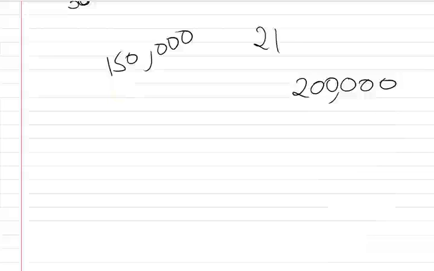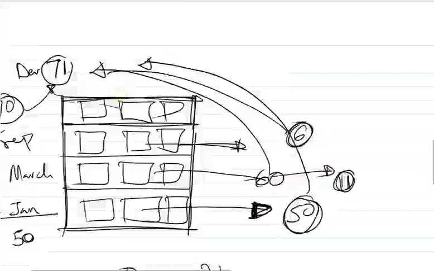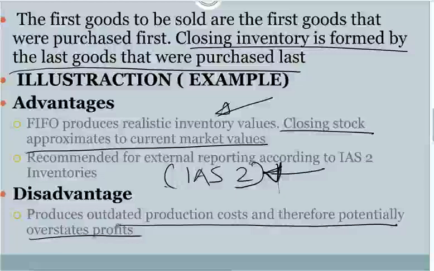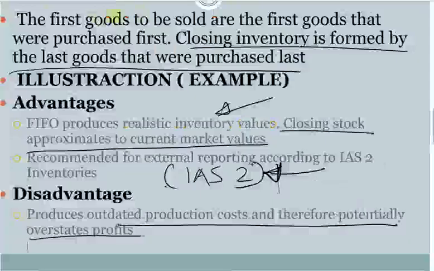So the advantage is that we are having realistic inventory values, that is, approximate and closer to the market value. While the disadvantage is that our cost of production will have outdated values, meaning that we will understate our cost of production. Consequently, we are going to overstate our profit. That's the disadvantage. So that's basically what we should know about FIFO. So we'll stop there for the meantime.